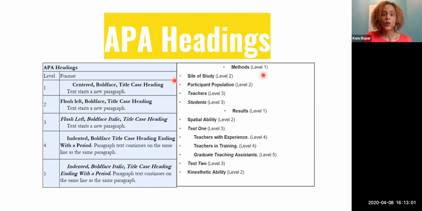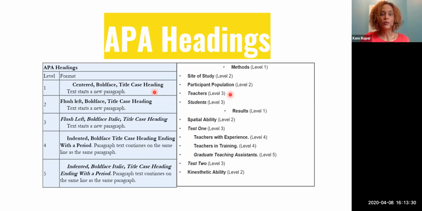Now, if you need to go into further delineation of the site or of the participants, as you see in this example, now we're talking about who the participants are, and we're going to talk more about who they are and what their characteristics are. So we're going to take it to another level, in this case, level 3, and so it would be formatted flush left, boldface, italic, title case heading, as they have demonstrated here, and it would start a new paragraph.